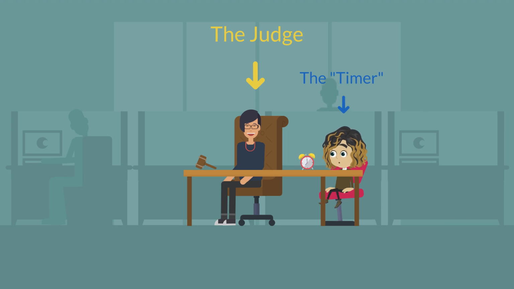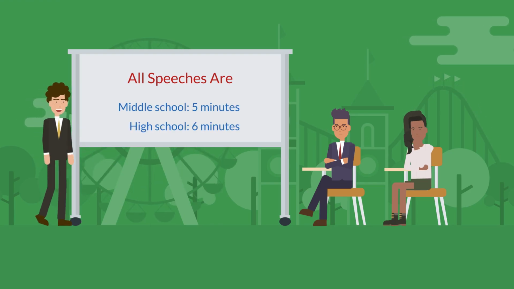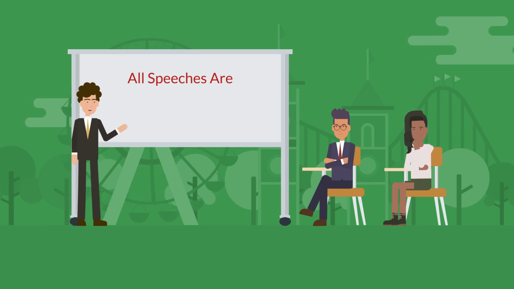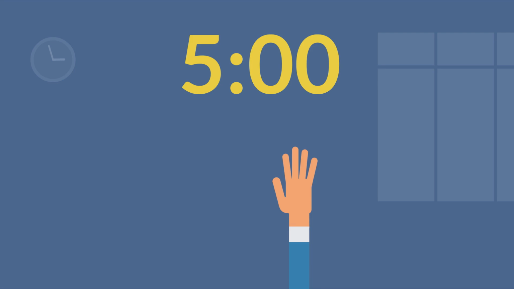both teams. In middle school, each speech is 5 minutes long. In high school, each speech is 6 minutes long. High school speeches are timed exactly the same way middle school speeches are. They are simply just 1 minute longer. For this explanation, we will use a 5-minute timer. The judge will typically give a hand signal at every minute during the debater's speech.